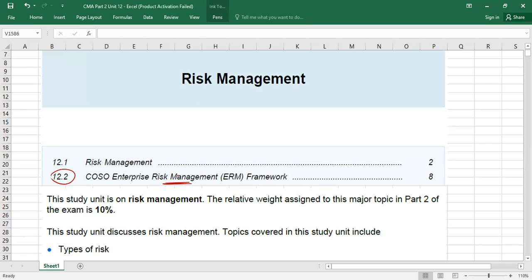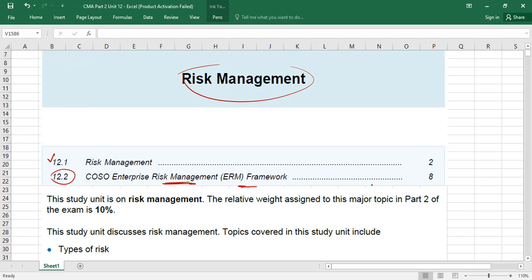So it is also called the Enterprise Risk Management (ERM) framework. Please remember this risk management. It has two main topics. In the first topic, last time we discussed what is risk management, and what is the process we usually follow to manage the risk. And then topic 12.2, this is the second topic. Here we are going to talk about the enterprise risk management framework.